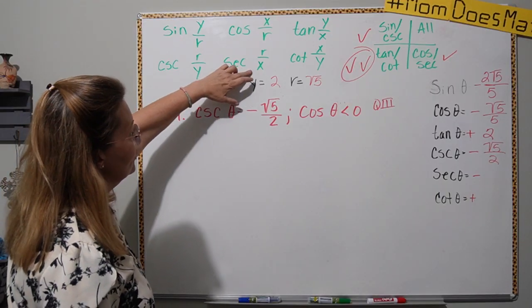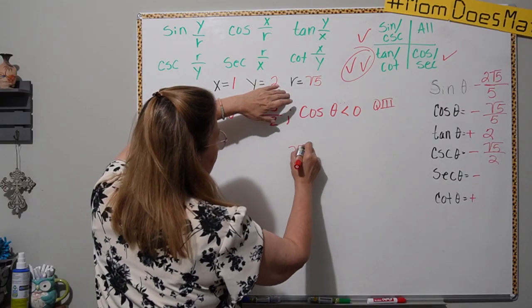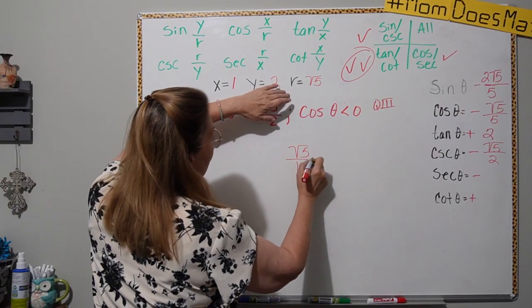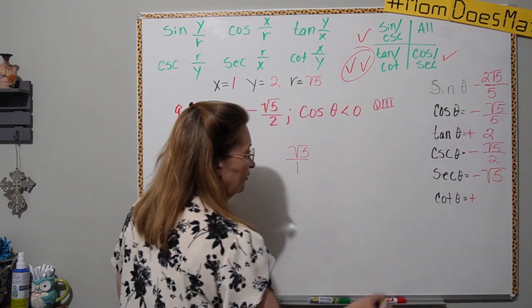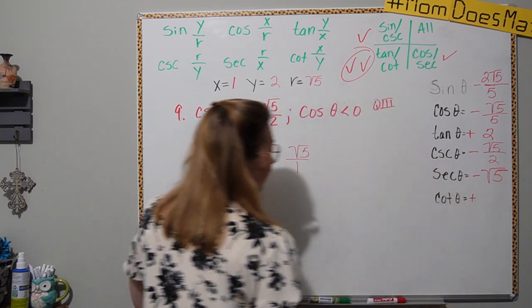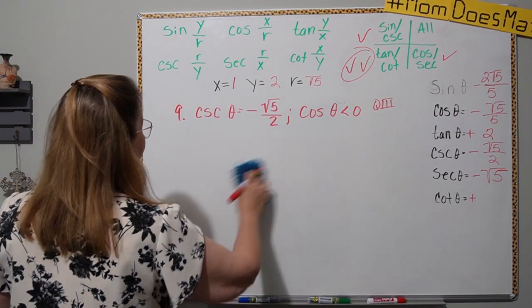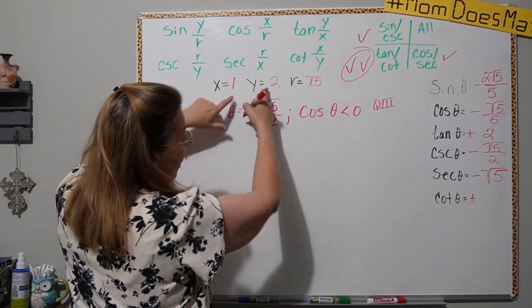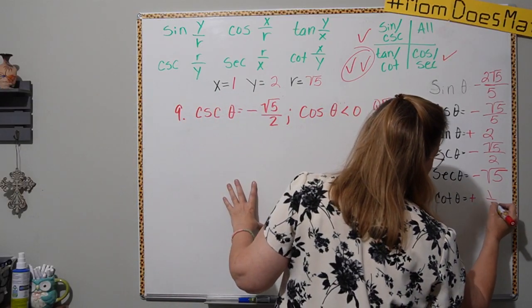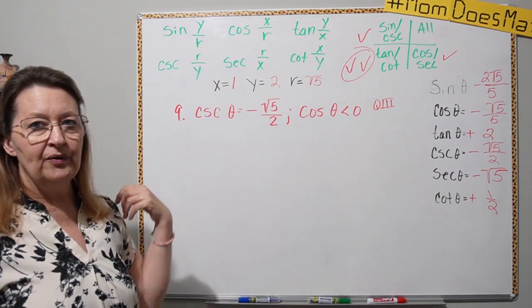So my secant is r over x. Well, r is square root of 5, x is 1. So my secant is just negative square root of 5. And my last one, my cotangent, is x over y. So I'm going to go to x over y. That's just going to be 1/2. And there's your 6 functions with the correct signs.